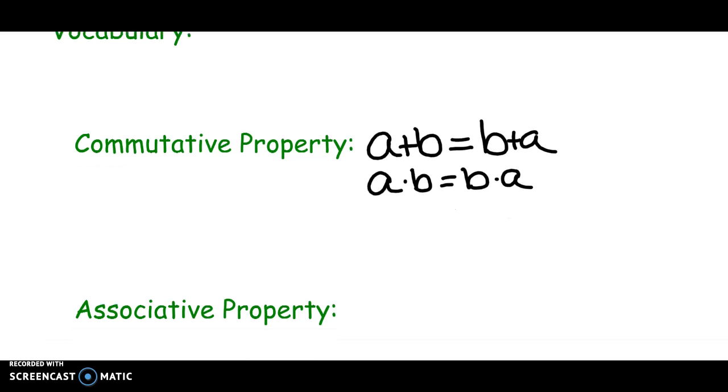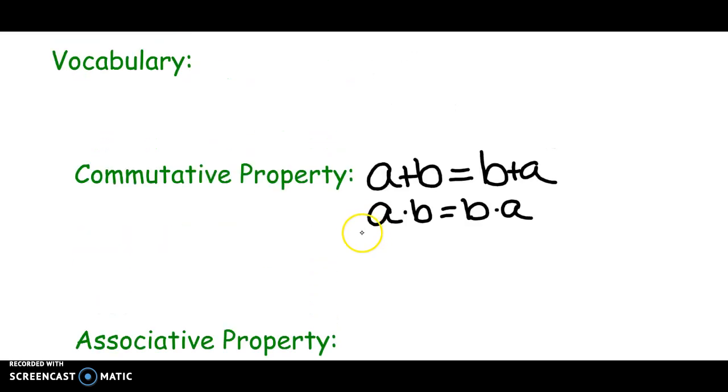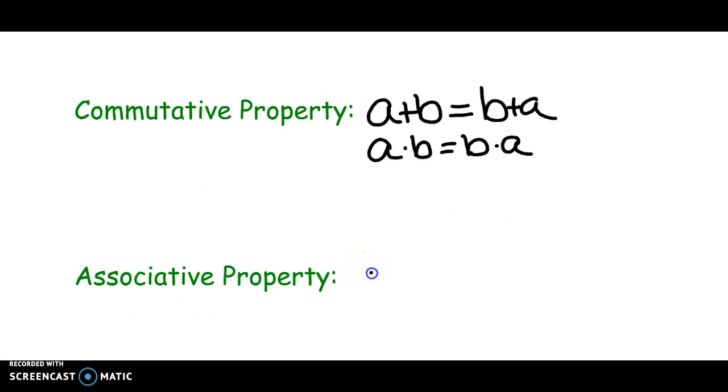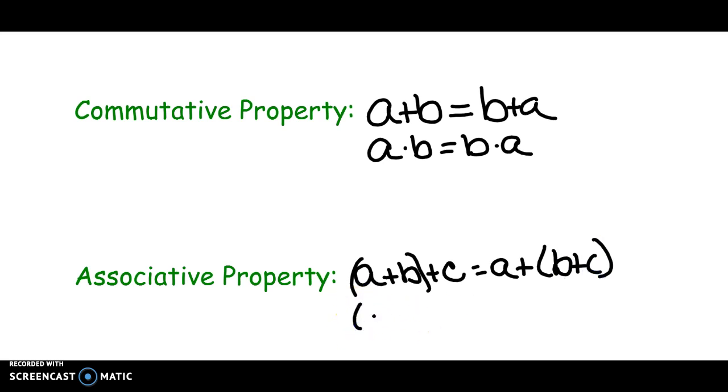Building off of the commutative property, we now have the associative property, which tells us, my computer doesn't want to work, that if I have any three numbers, a plus b plus c, I can add the first two, and I will get the same answer as if I add the last two. And the same with multiplication. Now, why is that valuable to us?